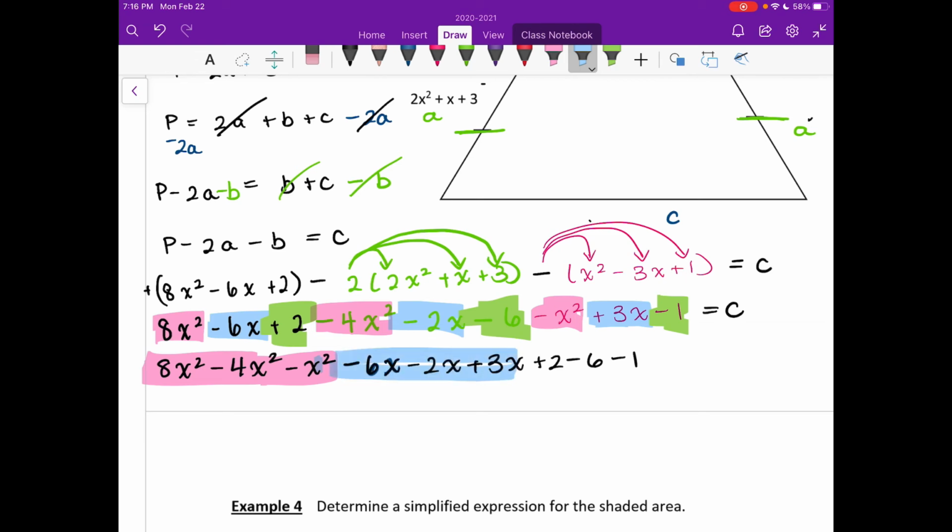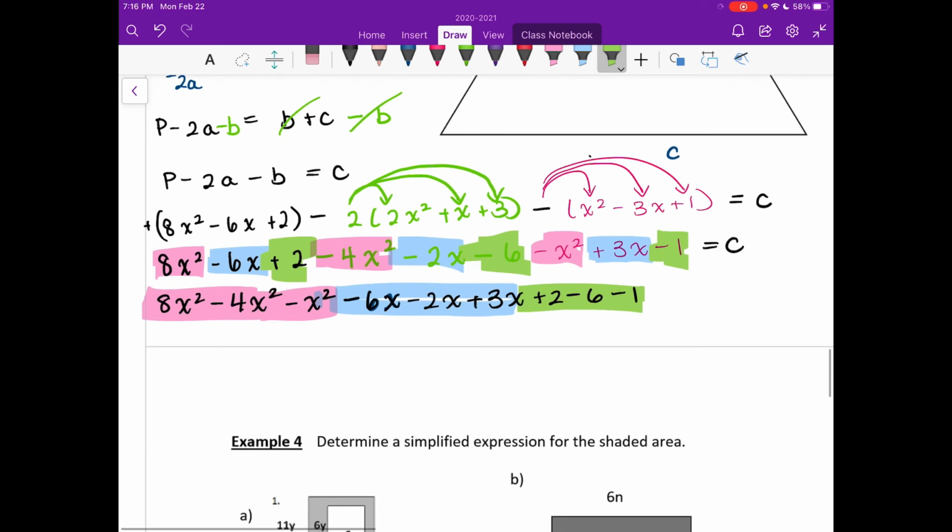Again, I'm just highlighting what we're doing so that you can follow along in your notes. Okay, so let's go solve all the pink ones first. 8 minus 4 is going to give us 4. Minus 1 is going to give us 3. So we have 3x squared. We're just getting rid of the coefficients. Negative 6 minus 2 is going to be negative 8. Plus 3 is going to be positive 5x.